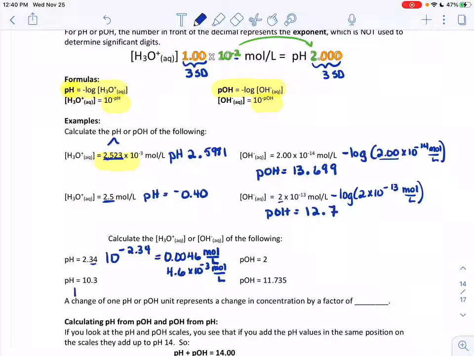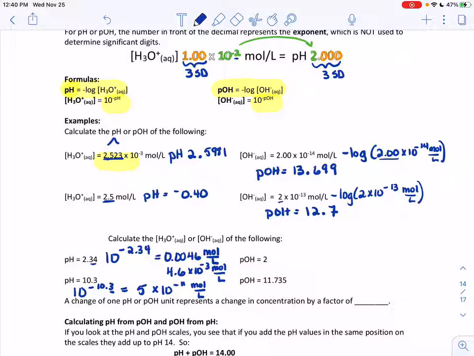All right, our next example. So 10 to the negative 10.3. So this turns out to be, and remember, 1 significant digit, so 5 times 10 to the minus 11 moles per liter.